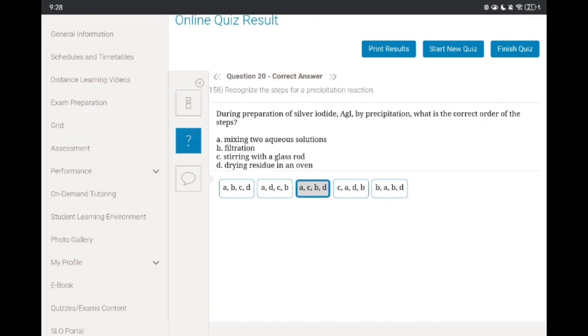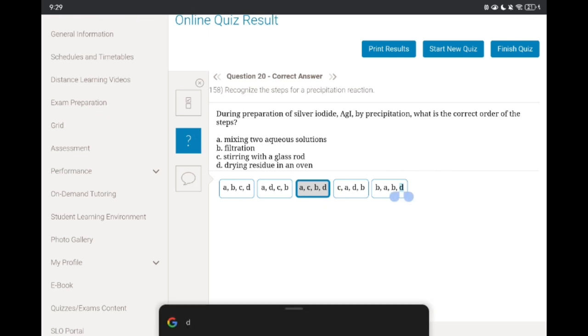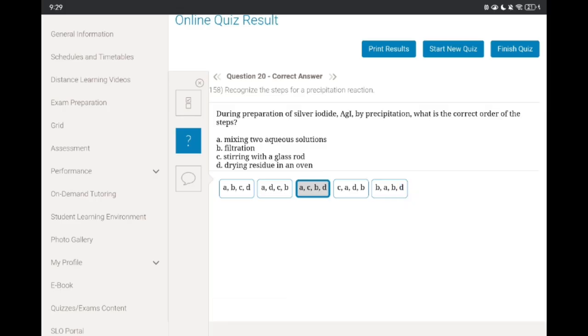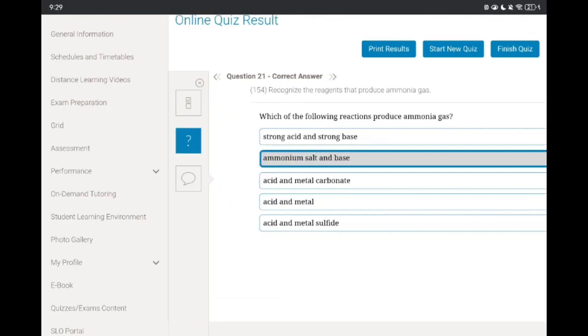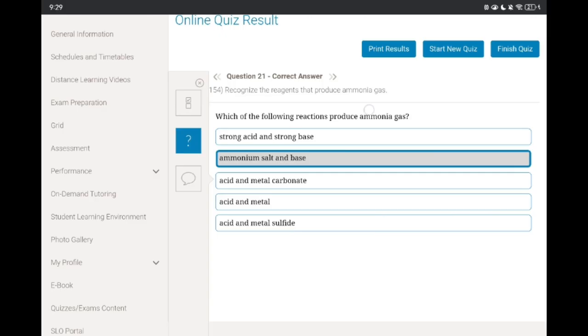During preparation of silver iodide, AgI, by precipitation, what is the correct order? Okay, precipitation, you get two aqueous solutions, two solutions that are dissolved, and you mix them. You stir it with a glass rod like it says, and you filter it, and then you dry the residue. Which of the following produce ammonia gas? C, ammonium salt and base. This one has nothing to do with ammonia. Neither does this one, neither does this one, neither does this one.